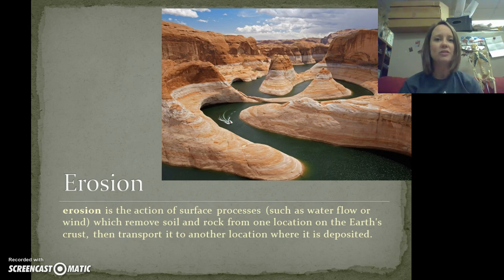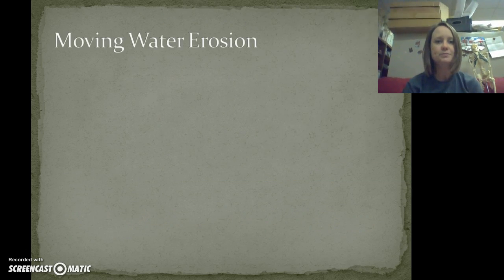We talked about how weathering is breaking down sediments into smaller pieces. When we pick up those sediments and move them to a new location, that's erosion. So it's any type of surface process, like flowing water or the wind blowing, that removes soil and rock from one location and transports it to another where it's deposited.